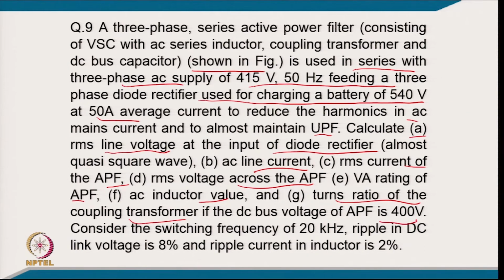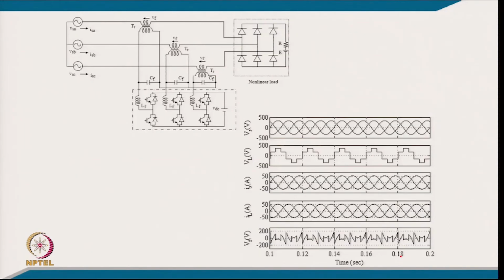If the DC link voltage of the APF is 400 volt, consider a switching frequency of 20 kHz, a deviation in the DC link voltage of 8% of its reference or nominal value, and a ripple current in the inductor of 2%. So, this is the typical circuit.